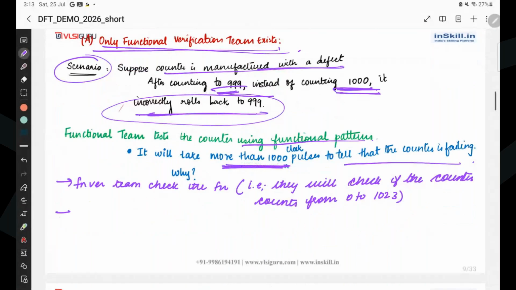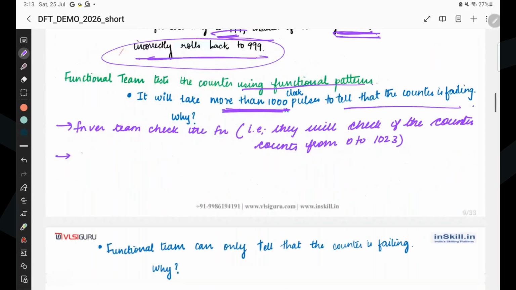So the counter is failing at the 1000th pulse. Why is it failing at the 1000th pulse? Can anyone guess why the counter is failing at the 1000th pulse in this particular case?